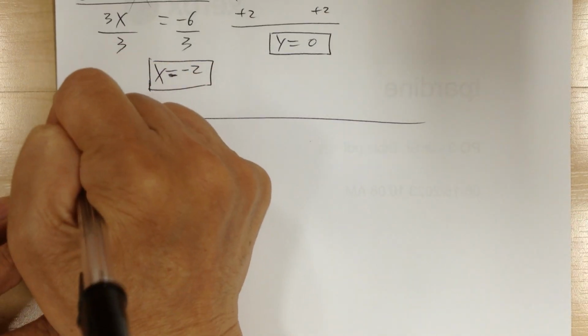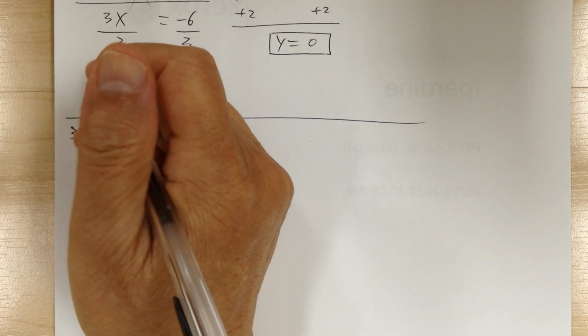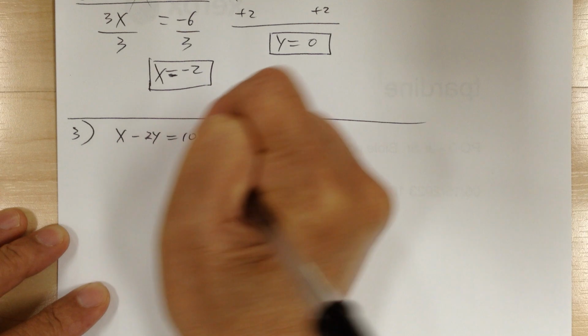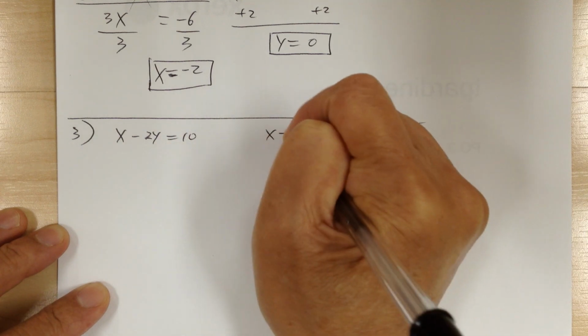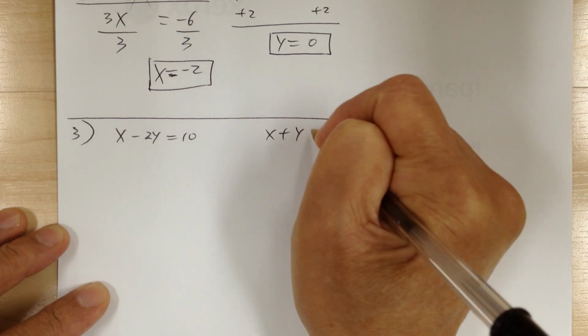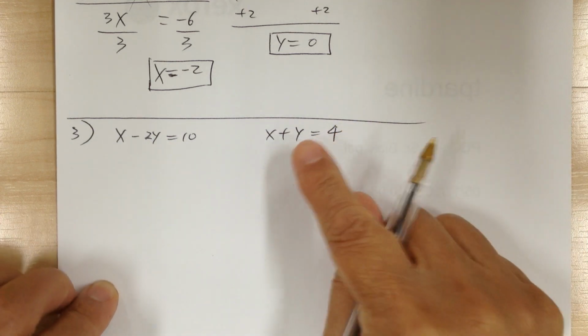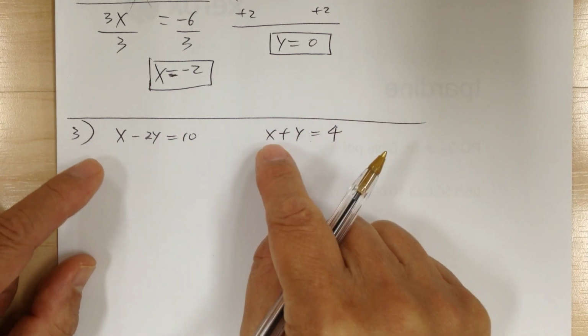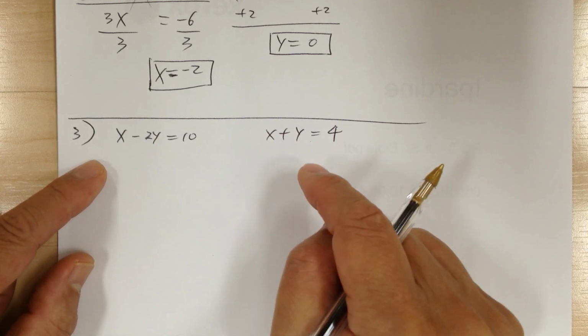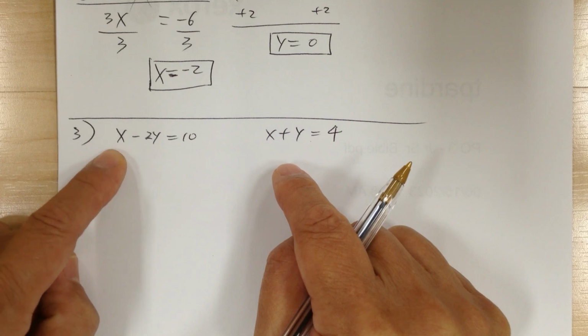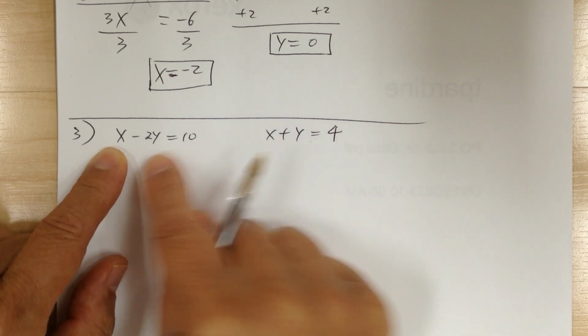Okay, let's go to number 3. You have an x minus 2y equal to 10. And you have an x plus y equal to 4. Okay. So again, you can do either one. Okay, you can decide if you're going to eliminate the x or you can eliminate the y. If you're going to eliminate the x, you can times this by negative 1. Okay, and you can match.